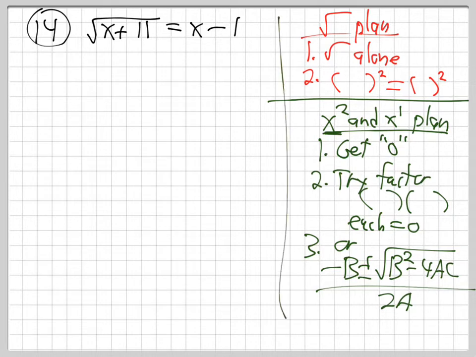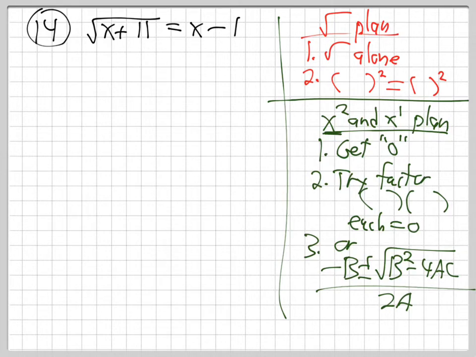So I want to remind you of those 2 because we're going to need to execute both plans in this one. There's going to be both a root situation, that's right now, and then halfway through, all of a sudden, x squared and x to the first, and we're going to go to a whole new game plan. Does that make sense? All right, go for it. See if you can make it happen.